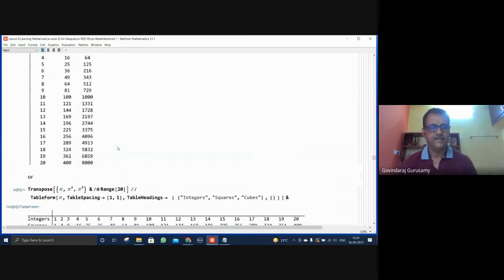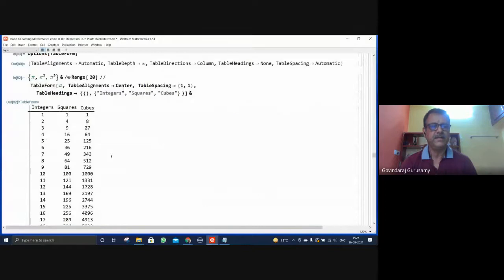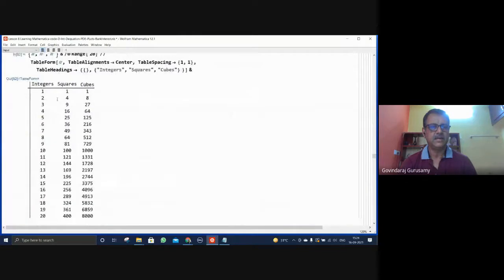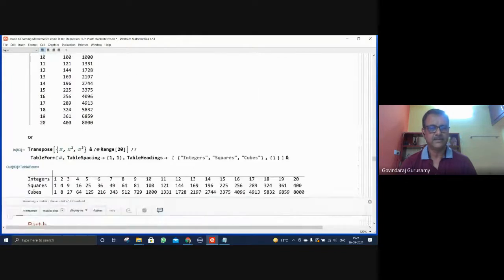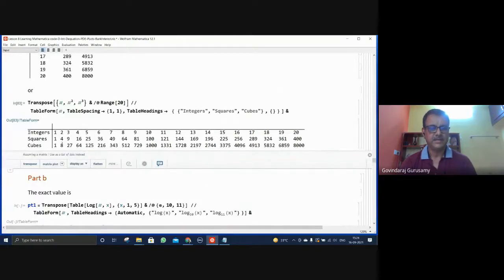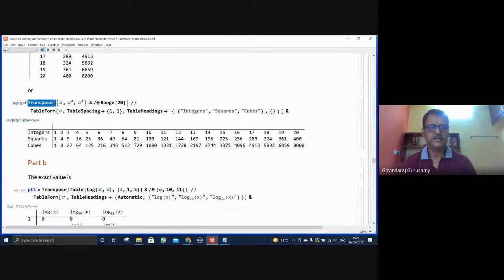So it's very easy to handle the tables also. Whichever way you like, you can do it like this, and you can do this also. This one is column wise, and this is row wise. For the tables you write here, this is integers, squares, and cubes. This is an additional statement that has been added here and closed. TableForm, and the transpose is done here itself for this 20. This is what converts it into table form after generating it.